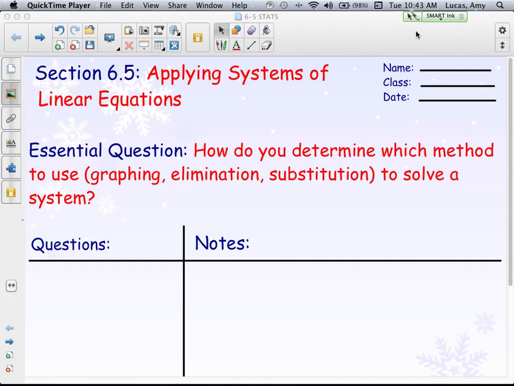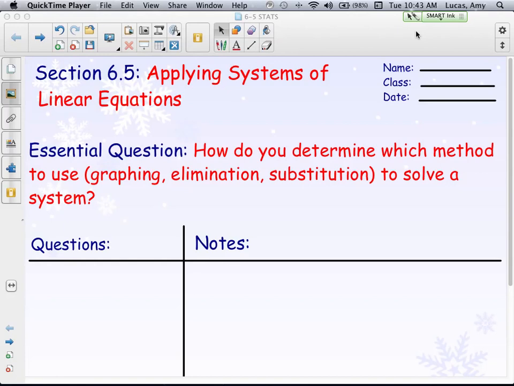Lesson 6.5, Applying Systems of Linear Equations. Our essential question is, how do you determine which method to use to solve a system? Remember that we've learned 3 methods so far: graphing, elimination, and substitution.